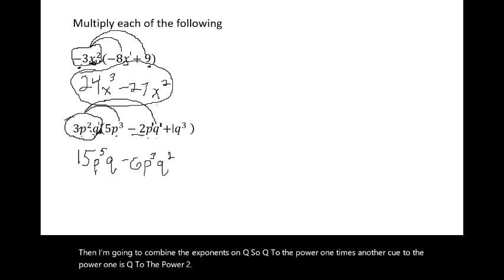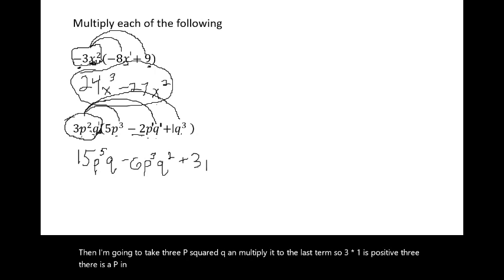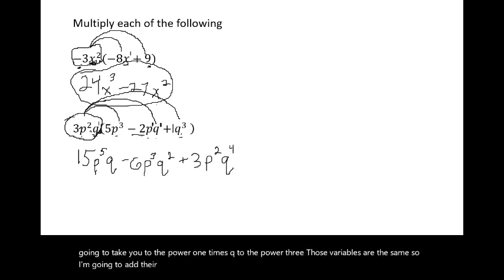Then I'm going to take 3p squared q and multiply it to the last term. So 3 times 1 is positive 3. There is a p in this term, but not in this term, so I'm going to leave the p squared alone. And I'm going to take q to the power 1 times q to the power 3. Those variables are the same, so I'm going to add their exponents, q to the fourth.